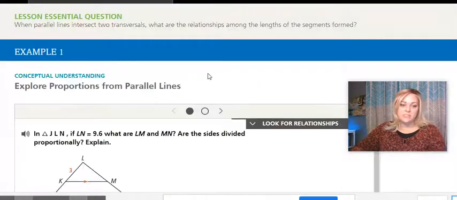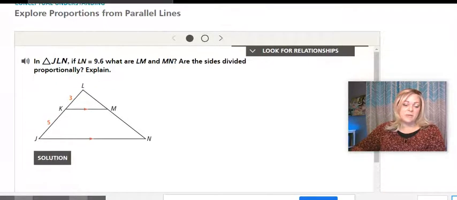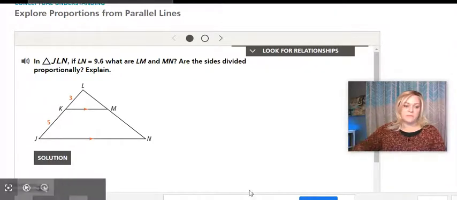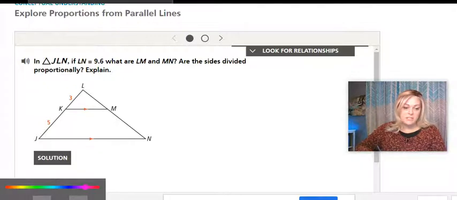Example 1, explore proportions for parallel lines. So if these lines are parallel, which it shows that they are, then there are some special properties. So let's look at this problem. There's actually a couple different ways you can do this problem. The book does it one way, and I'm going to show you based on the rules I've already taught you and the lessons I've already done.